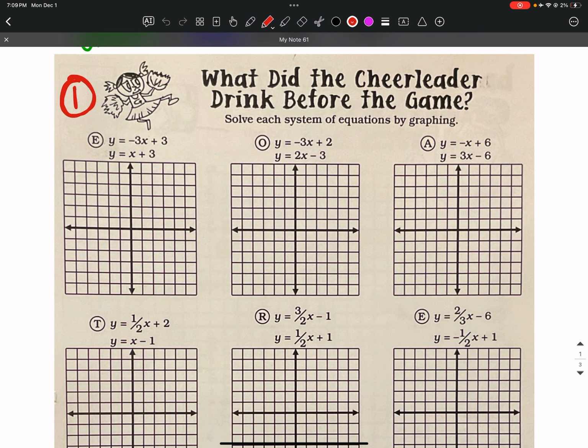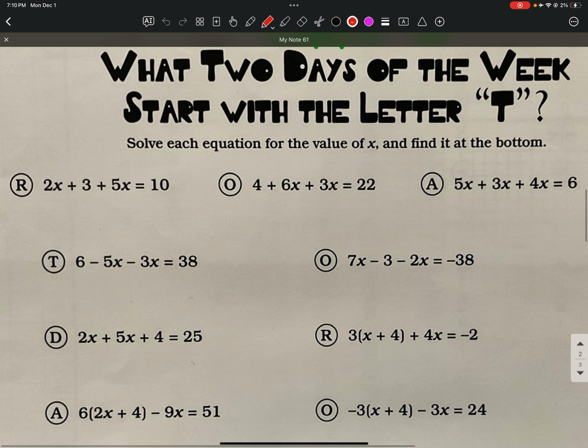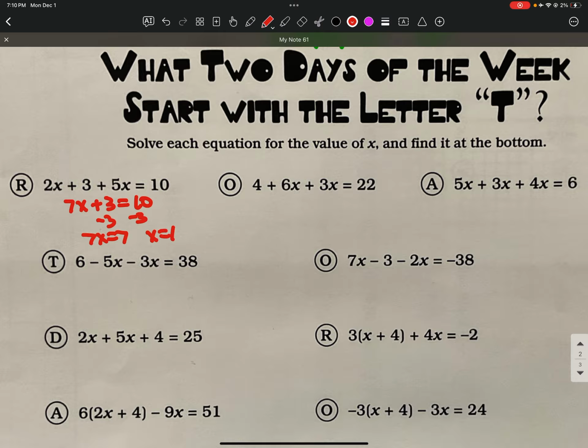Here we go. Negative 3x plus. I'm gonna assume you guys can do this one. I'm gonna go to here. Okay. Let's go. This is 7x plus 3 equals 10. Minus 3, minus 3. 7x equals 7. X equals 1.